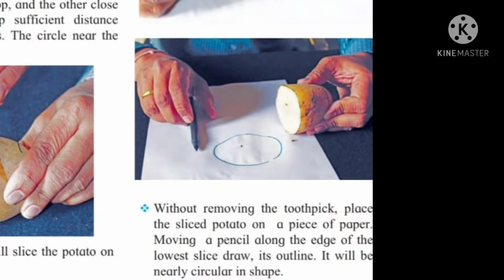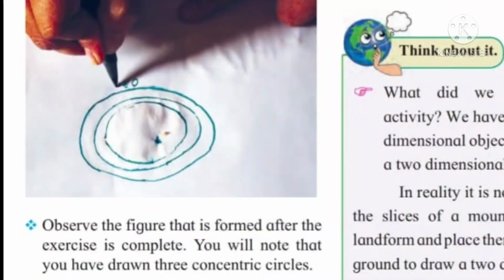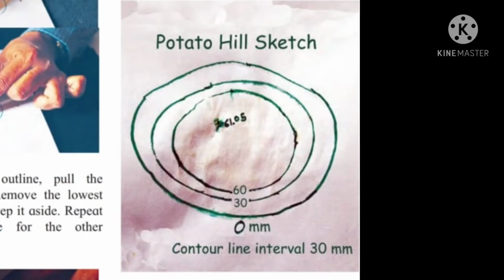Give value 0 to the outermost circle. How will you give the values to the other lines? Think about it. Do you think that the thickness of each slice that you have measured can help you? After assigning values to each circle, your sketch of Potato Hill will be complete. This is a small activity that is shown in our textbook to learn how contour lines can be drawn on the map and how they are measured.